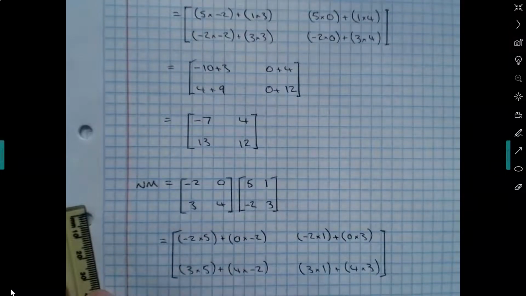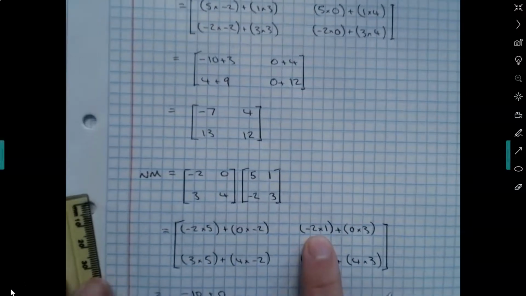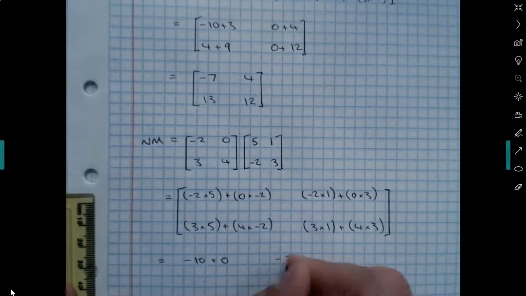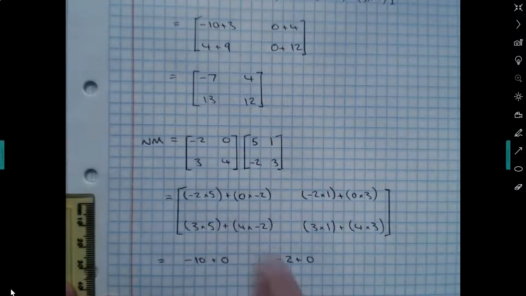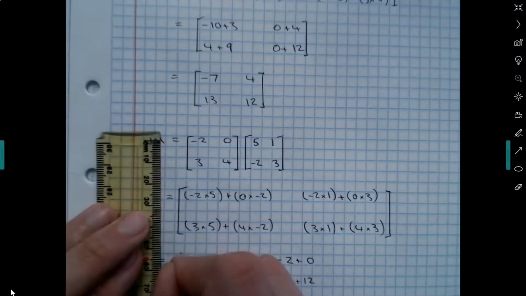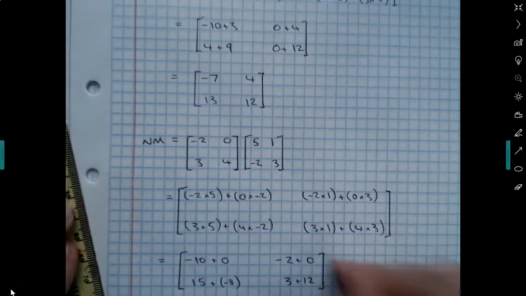So -2 times 5 is -10 plus 0 times -2 is 0. -2 times 1 is -2 plus 0 times 3 is just 0, so that's going to be -2 plus 0. This one's going to be 15 plus -8. And this one's going to be 3 plus 12. And therefore we get -10, -2. 15 minus 8 is 7. And 3 plus 12 is 15.